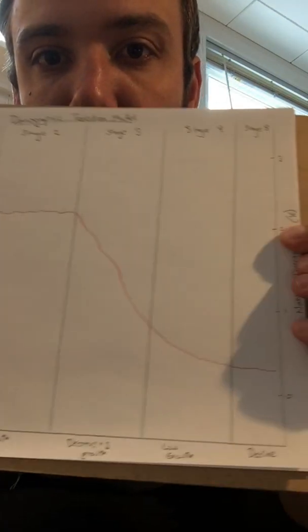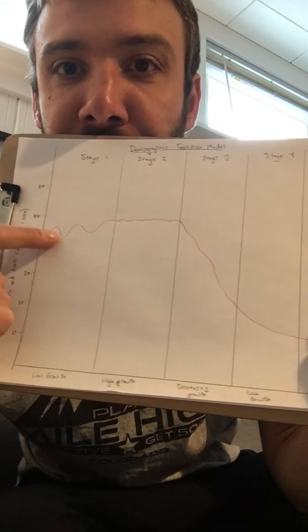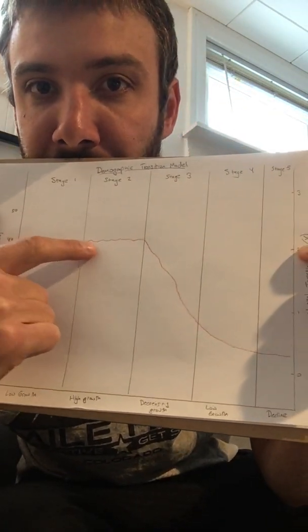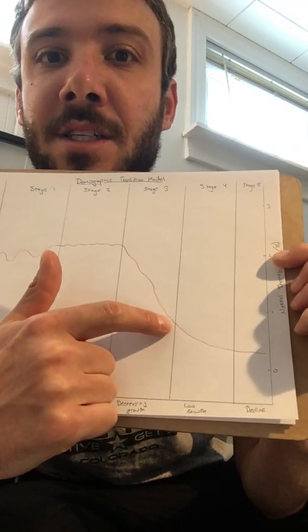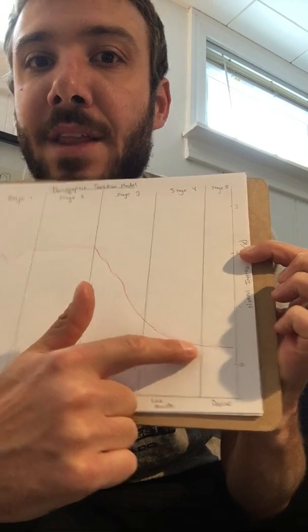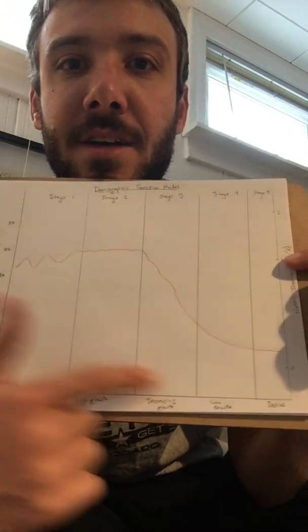So I have my birth rate here, fluctuating between 30 and 40, up and down a little bit in stage 2, and then significant decrease in stage 3, continue to decrease a little bit in stage 4, and then evens out a little under 10 in stage 5.